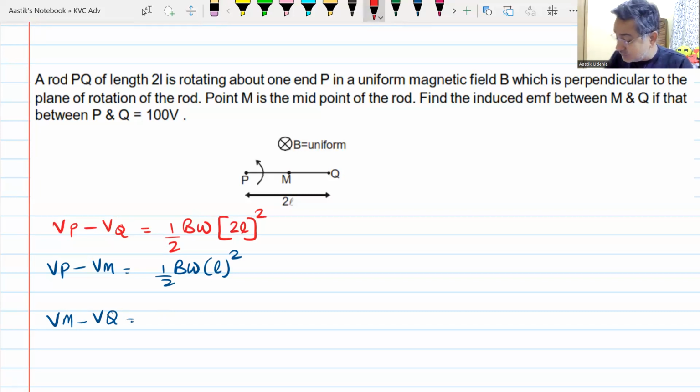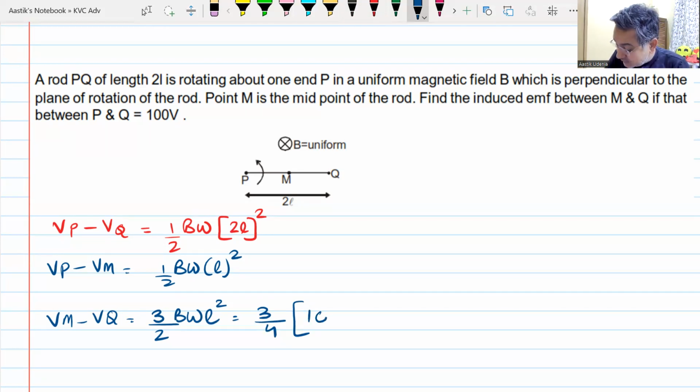You can subtract this, yes or no? This will be equal to 3 by 2 B omega L square, yes or no? Do we understand this? So I can write it like this: 3 by 4 into half of B omega into 4L square, that is equal to 100 volt. So the answer would be 75 volts.